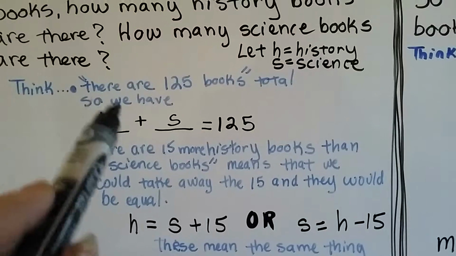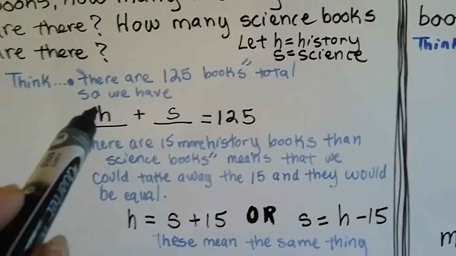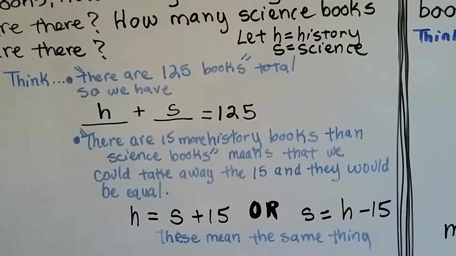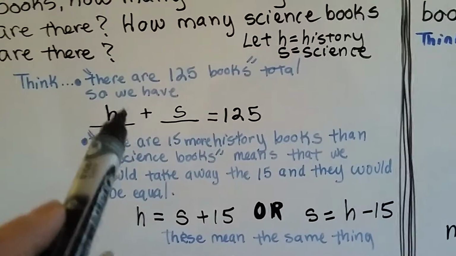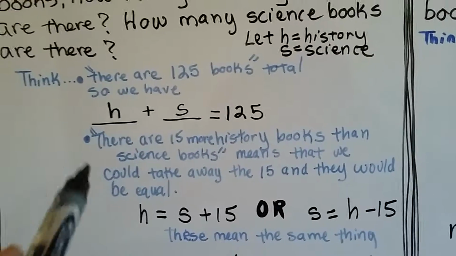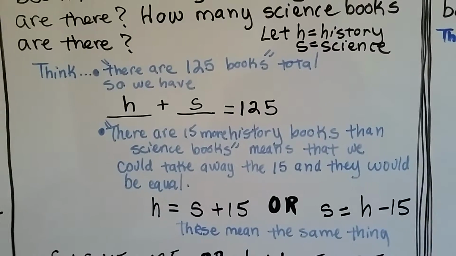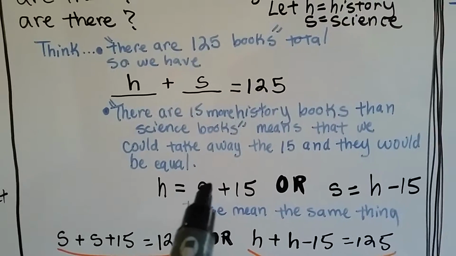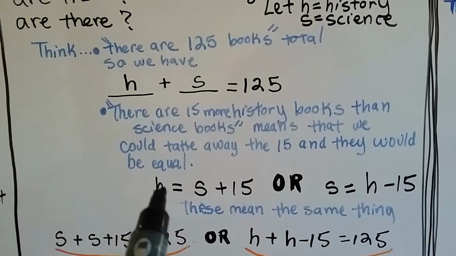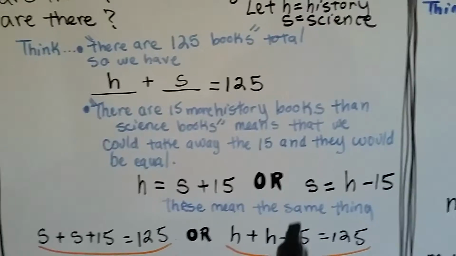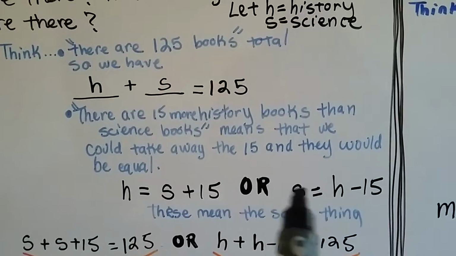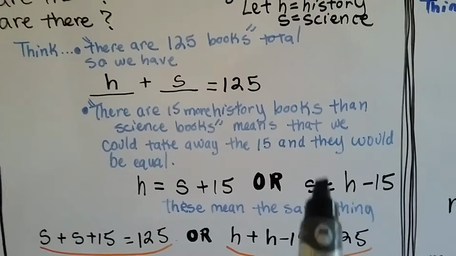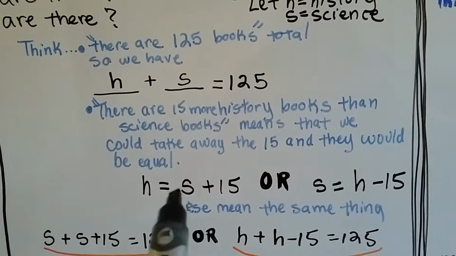Now it says that there's 15 more history books than science books. So there's more of these, okay? Well, that means that we could take away 15 from this H, and they would both be equal. If this one has 15 more than this one, if we took that 15 away, they'd both have the same amount, wouldn't they? Well, that's what we need to figure out for writing the equation. That means that if we had science books plus 15, it would equal the same amount as the history. Or if we had history minus the 15 books, it would equal the science books amount, right? Either way, we could use either one of these in our equation.